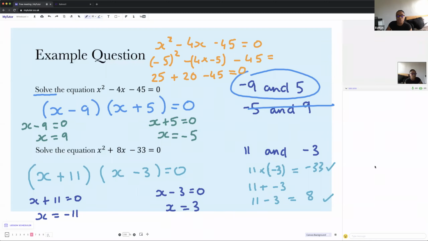Brilliant. Right, if you do have any questions about that, make sure to put it in the Q&A. Someone asked, does it matter to put the large number first? It doesn't.